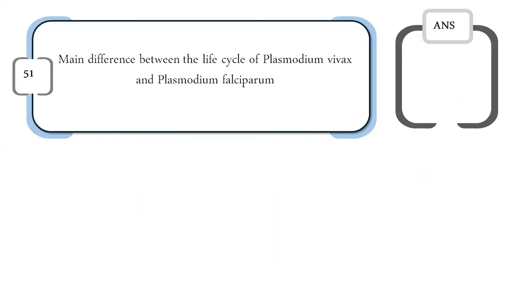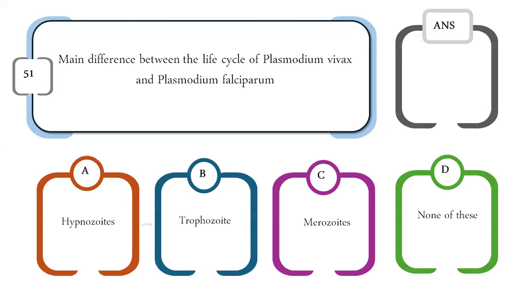Next question, main difference between the life cycle of Plasmodium vivax and Plasmodium falciparum. What is the main difference between the Plasmodium vivax life cycle and Plasmodium falciparum life cycle? Option A, hypnozoites. Option B, trophozoites. Option C, merozoites. Option D, none of the above. Here the right answer is option A, hypnozoites.